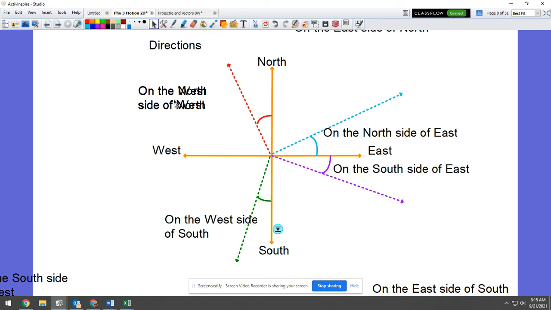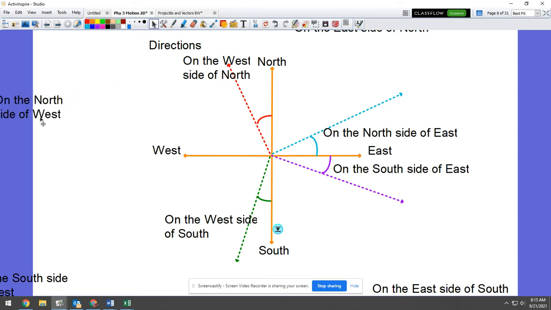And then this last one. We've done this enough times. Obviously, you know what's right here. North and west. This is to the west side of north.